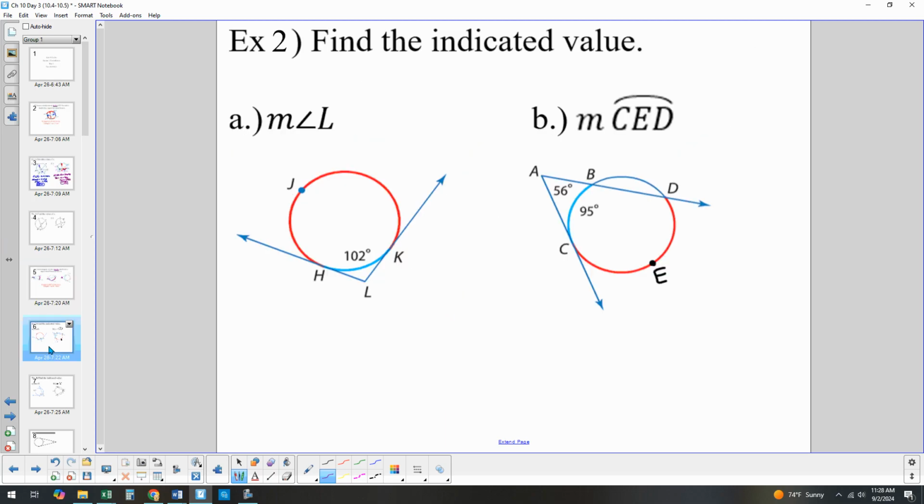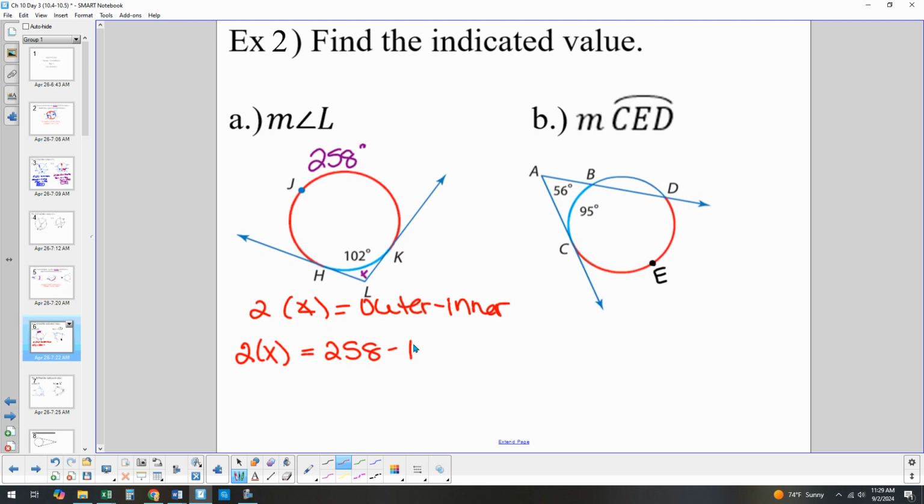So for example 2, we want to find the measure of angle L. I'm going to put a little x in there for myself to use. And this is that scenario I just talked about. We know the inner arc is 102 degrees, and this circle is only made of those two arcs. So if I take 102 away from 360, I get 258, and now that is my outer arc. And now I can set up 2 times angle equals outer minus inner. So 2 times my unknown angle x equals the outer arc minus the inner arc. So 2x equals 156. Divide that by 2, x is 78.